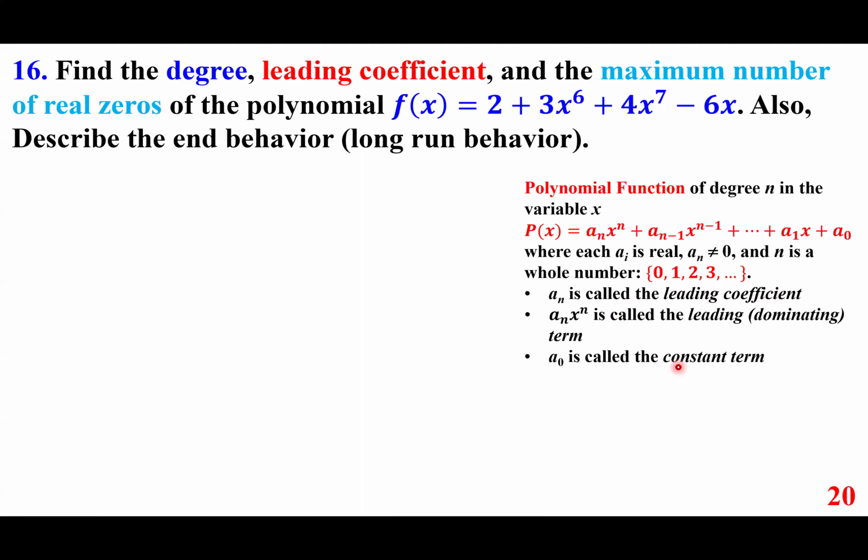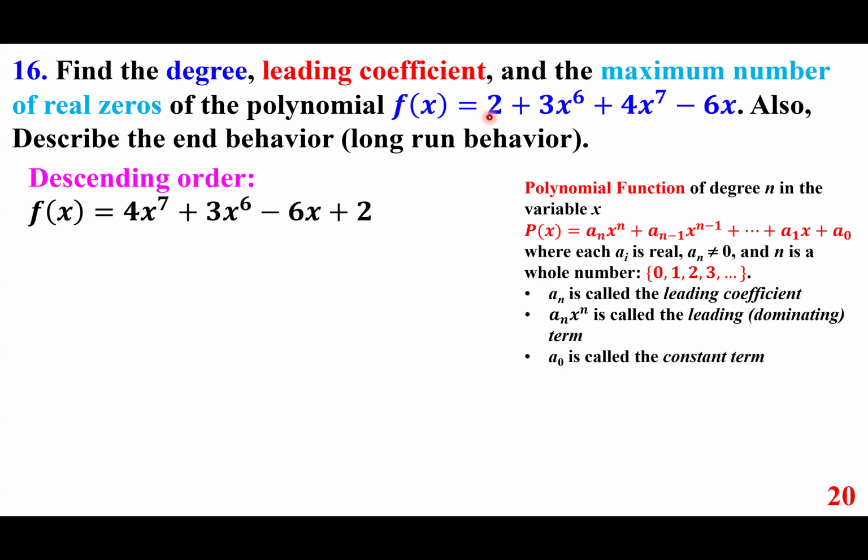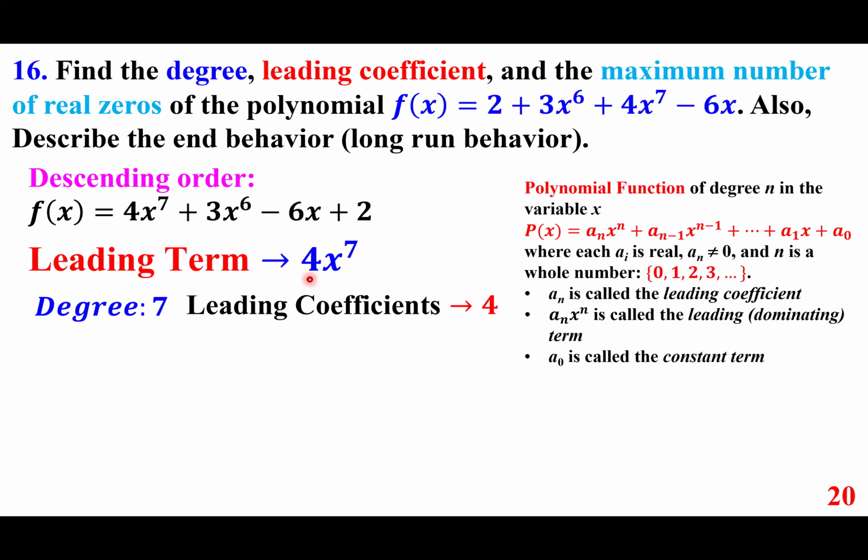First, reminding you of that. So let's put this in descending order first. This comes first, second, third, and last. So this is the descending order. And if we go with descending order, the first term becomes our leading term, 4x to the power of 7. And if 4x to the power of 7 is the leading term, the degree is 7, the leading coefficient is 4.